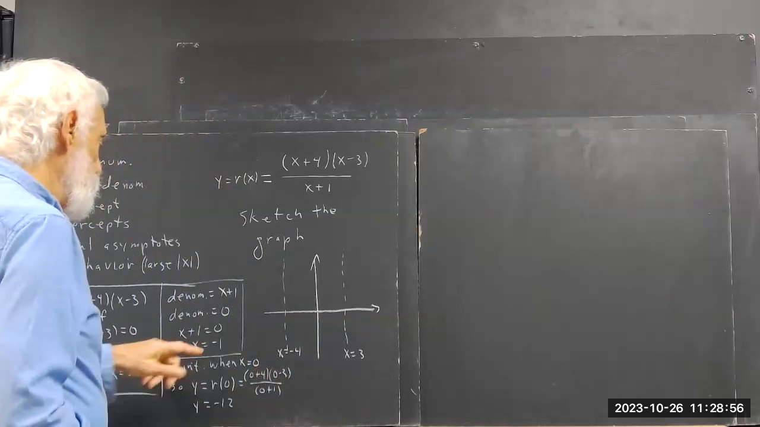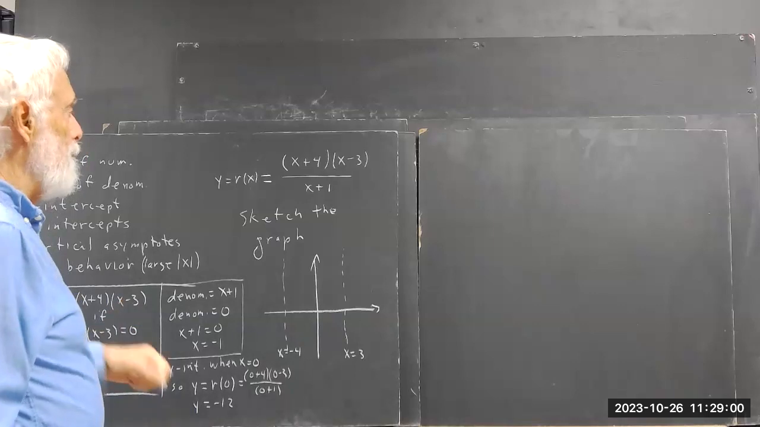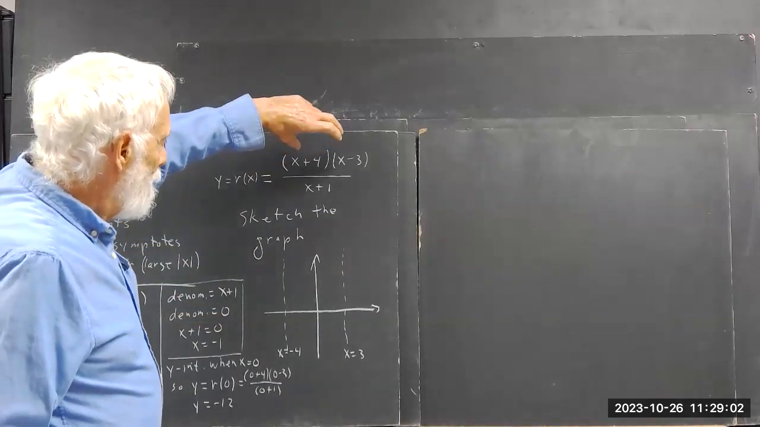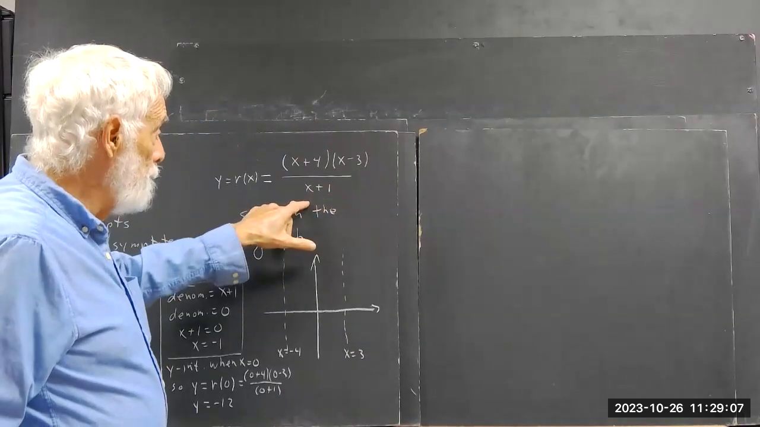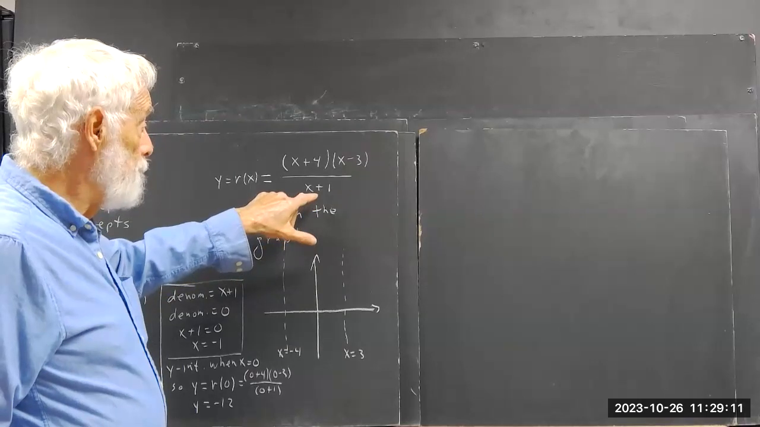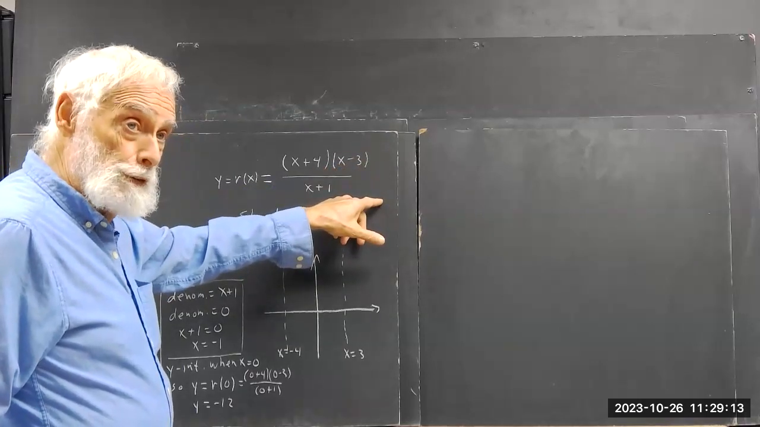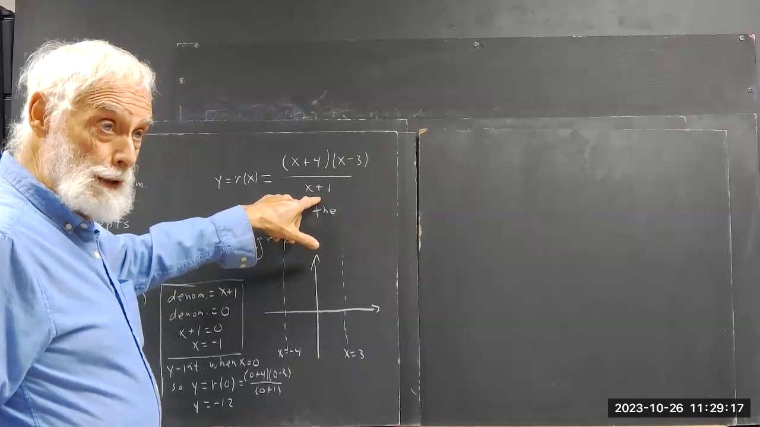Okay, so what is x equals -1? That's a vertical asymptote. Notice that you have x plus 4 times x minus 3 multiplied by the reciprocal of x plus 1. So this is a vertically stretched reciprocal function. Okay, shifted 1 unit to the left.